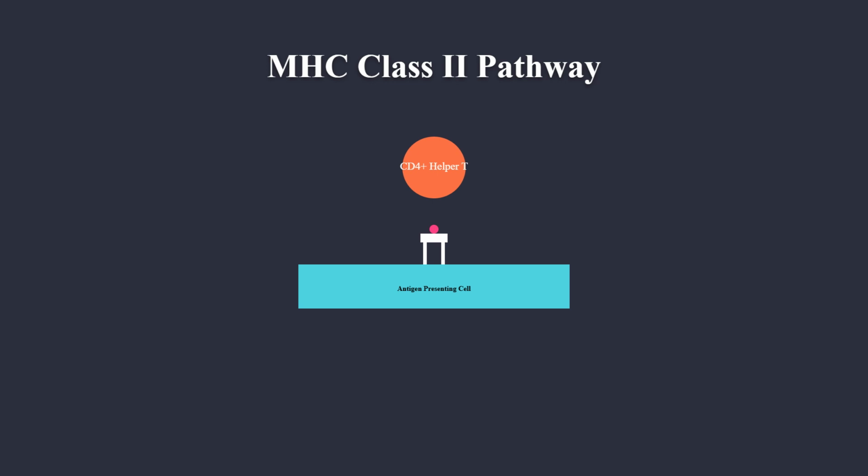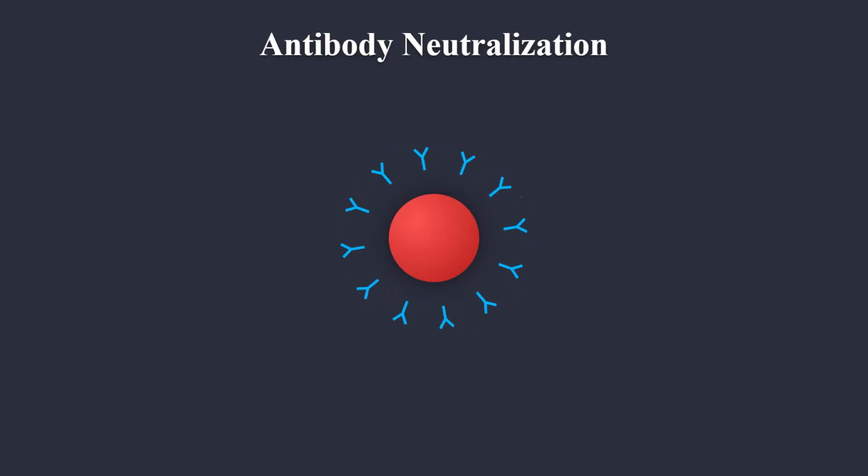MHC2 presentation activates CD4-positive helper T cells, which are essential for coordinating the overall immune response. Activated CD4-positive helper T cells provide crucial co-stimulatory signals necessary for B cell maturation. B cells recognize the spike antigen and subsequently differentiate into specialized plasma cells. Plasma cells function as factories, secreting large quantities of neutralizing antibodies, primarily immunoglobulin G and immunoglobulin A.